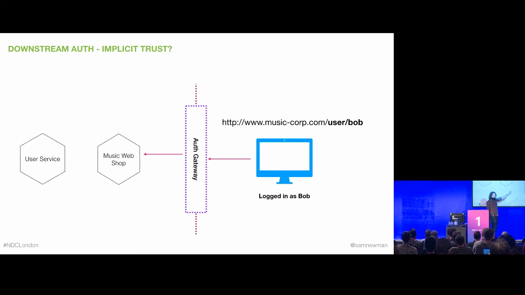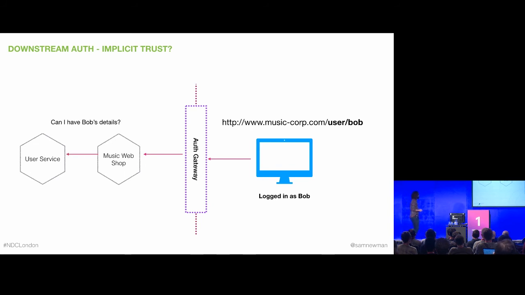I've been logged in, so I'm authenticated. So the request comes through. The music web shop says, oh, you want to see your page? I'll start rendering it. Oh, to render this bit, I'm going to have to make a downstream call now. So I'm going to go to that downstream service, fetch the information I need to render it. So I'm going to go to the user service to get your data.